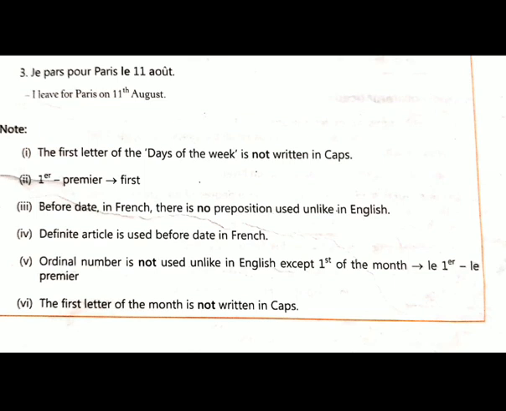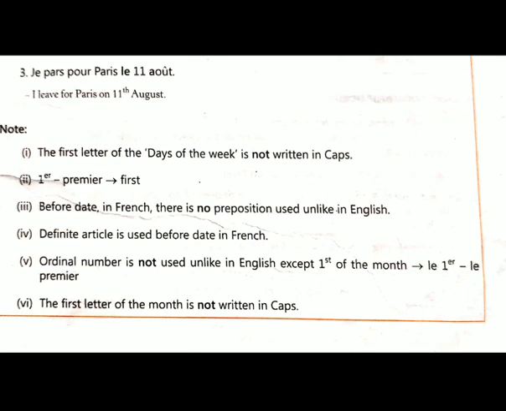Third point, before a date in French there is no preposition used, unlike in English. In English we use the preposition on before the date, but in French we don't use a preposition. Then what do we use? We use the definite article le. Okay. So I think the third and fourth points are clear to you.